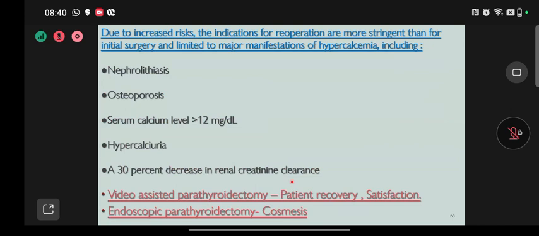limited to major manifestations of hypercalcemia, which include nephrolithiasis, osteoporosis, serum calcium level more than 12, hypercalciuria, and 30% decrease in creatinine clearance. And we have a video assisted parathyroidectomy in which the patient recovery is faster, and an endoscopic parathyroidectomy, cosmesis is better.